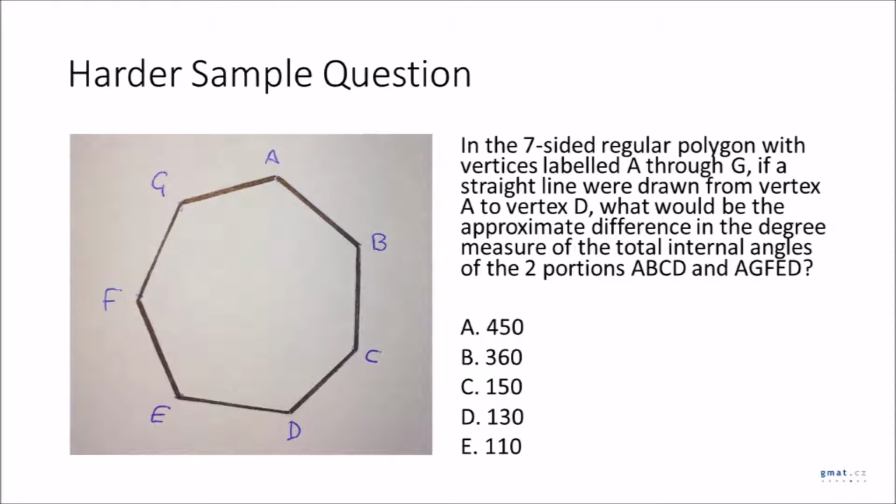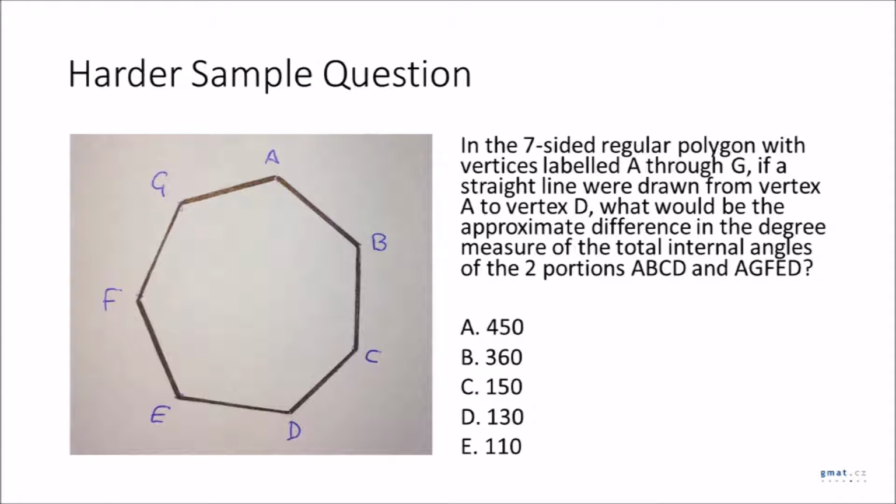Here's a pretty difficult question in comparison to the previous one. Not too hard, but certainly a step up. In a 7-sided regular polygon with vertices labeled A through G, if a straight line were drawn from vertex A to vertex D, what would be the approximate, again notice the word approximate, difference in the degree measure of the total internal angles of the two portions created, ABCD and AGFED.